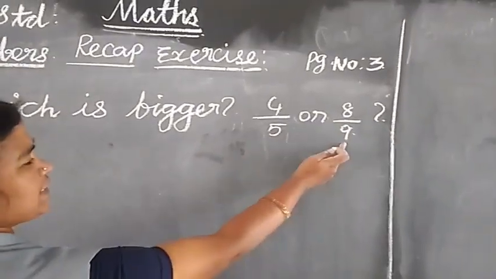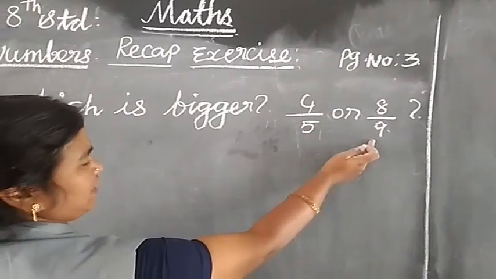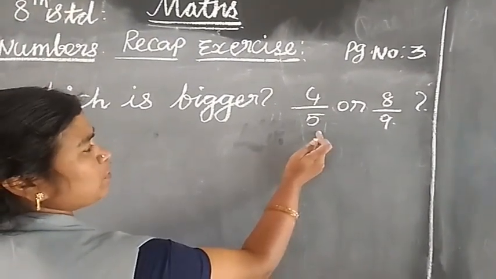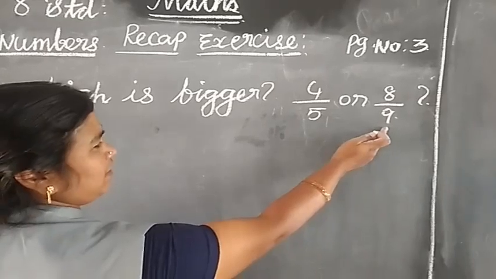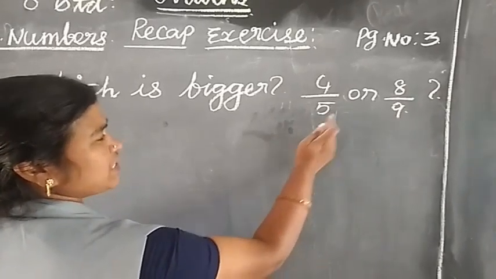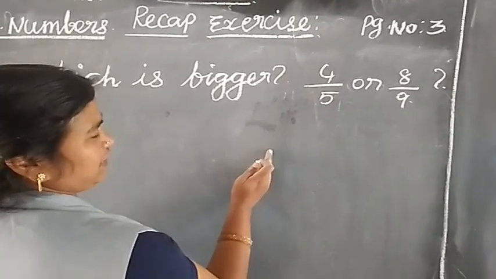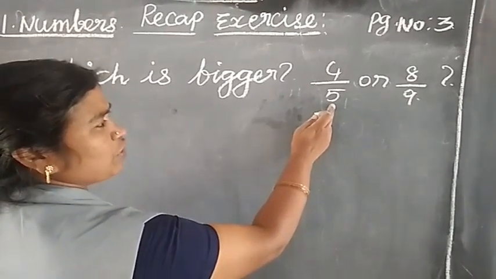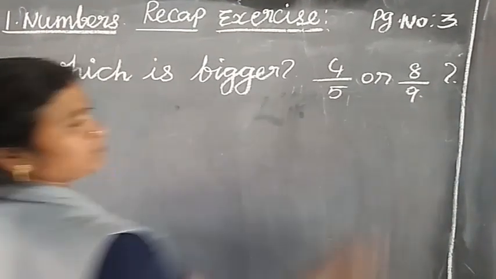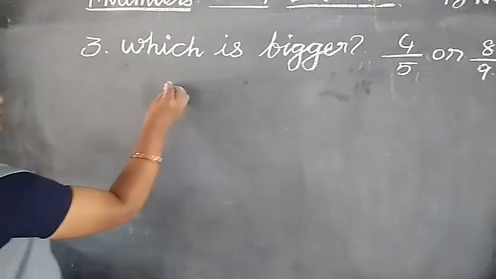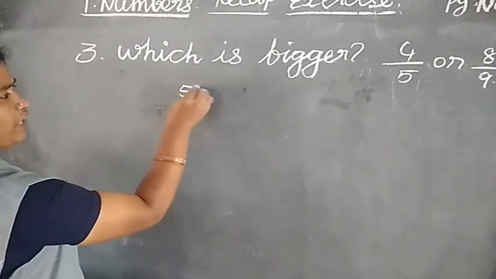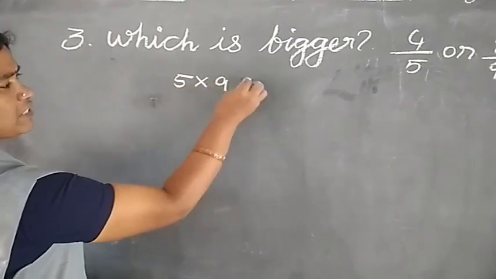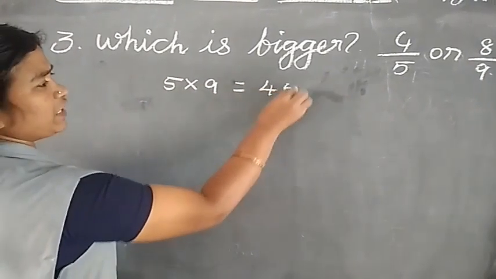The given fractions are unlike fractions, so we are not able to compare them. We want to change the fractions into like fractions. To do that, we want to find the LCM. So the LCM of 5 and 9 is 5 9s are 45.